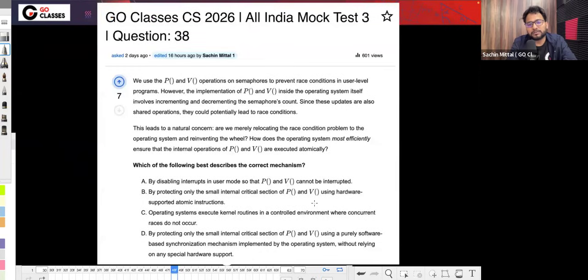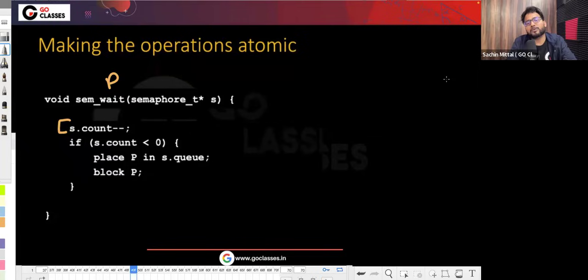This was a good question. Let me just tell you. The solution of this question we have already done in our GO Classes lectures. I have explained this particular problem in detail, but let me still tell you. They are saying that P and V also have, in the V operation you might have plus plus and so on. But in P and V you have minus minus and plus plus, right? And the operating system is also a piece of code at the end of the day, right?